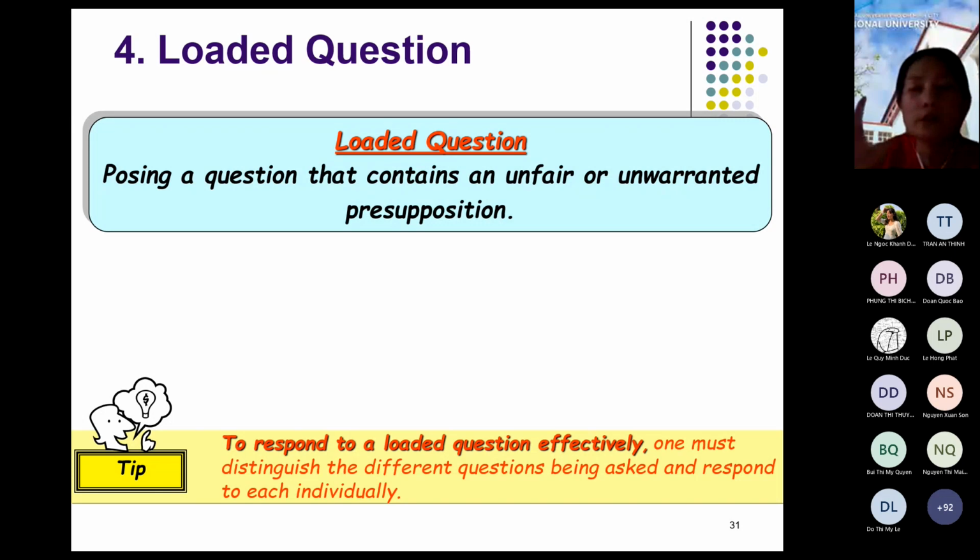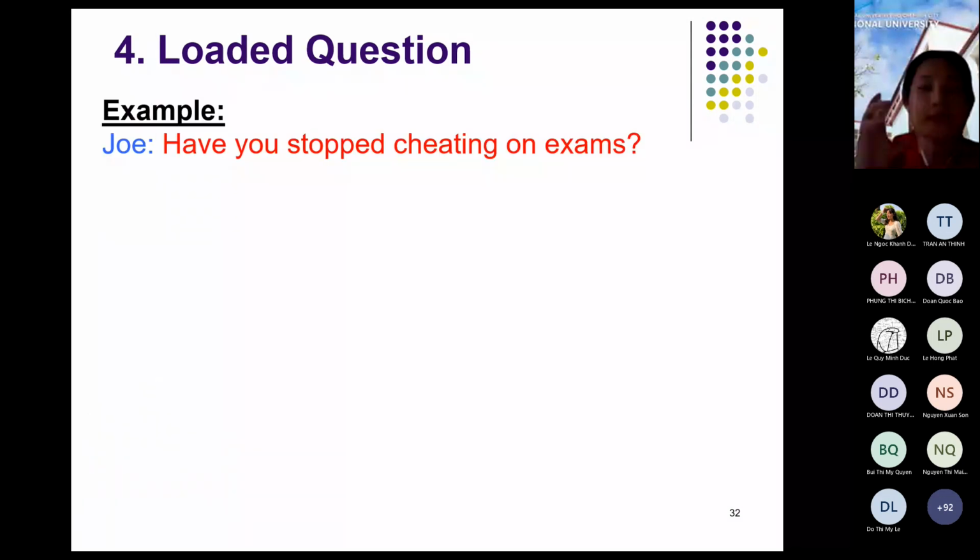Now you are going to look at the example here, and the person starts with, oh, have you stopped cheating on exams? So they pose a question with negative information. And when we say negative information or unfair information, it means that maybe the information that they pose is wrong. Now what would you respond if someone posed a question like this to you? Have you stopped cheating on exam?